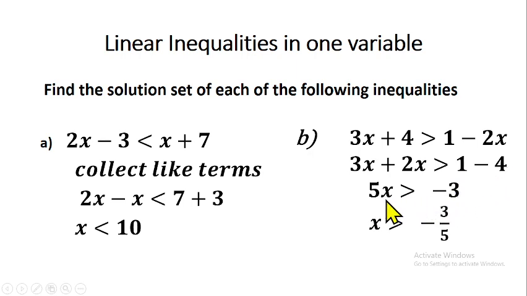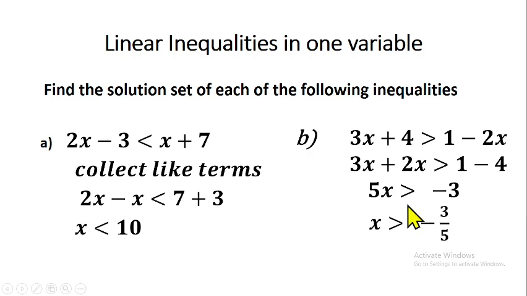Then what do we do here? Our aim is to find the range of values of x, not 5x. So that means you need to divide both sides by 5, like you do in a linear equation. Then you divide both sides by 5. That means you have x is greater than minus 3 over 5.